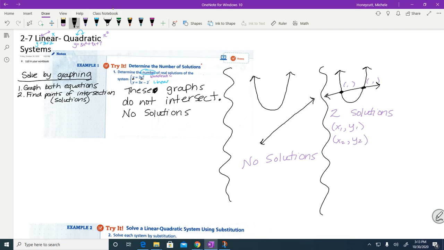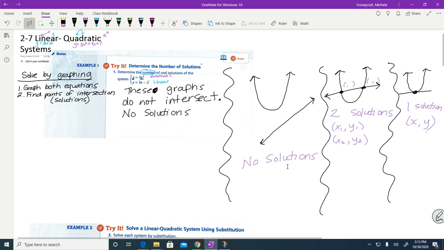There's one more possibility, and that would be if I had a parabola and the line only hit the parabola at the vertex. It only hit it one time. That would be me having one solution, and you would just have an x and a y as your answer. So that's how you would solve it graphically.